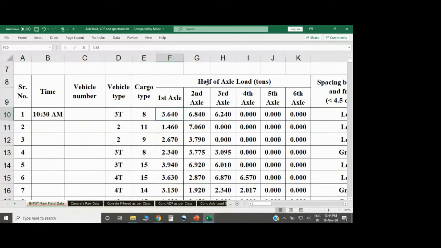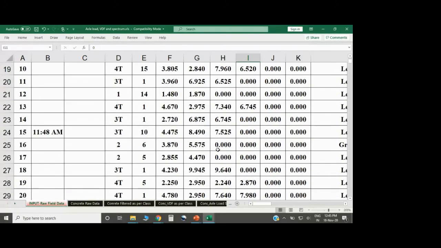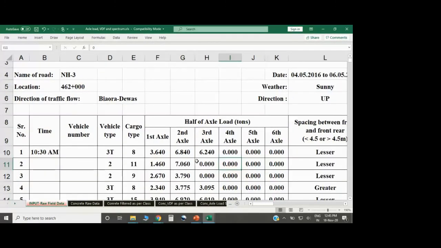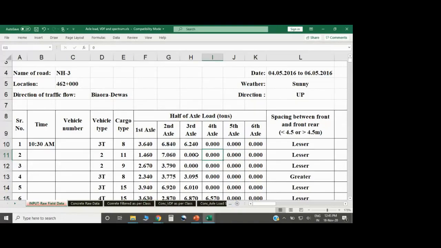And then this is important: half of the axle load in tons, what you see here is a ton. Half of the axle load, as in the actual reading, we have written over here. So this is the first axle, second, third, and the fourth, fifth, sixth are 0. But we have written it because it was a 3T type, that is the 3 axle category. The first axle was the steering axle and the rest were tandem axles. Likewise, you have to note down the readings of all the vehicles that you are going to survey.